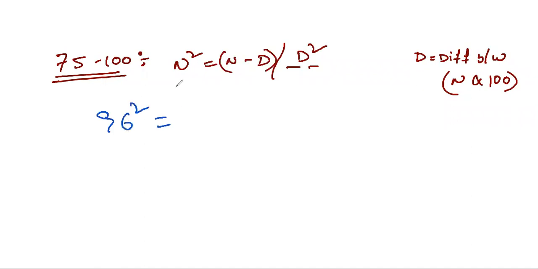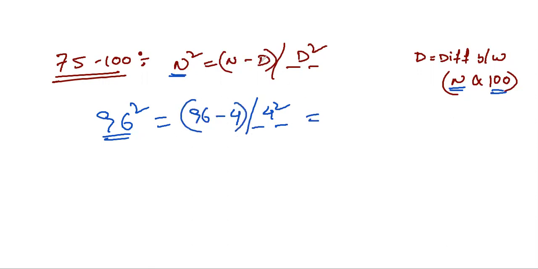96 square is how much? So n value is 96. Here 96 and 100, take the difference. 4. 4 square you have to write as last 2 digits. And 4 is subtracted from 96. Then your answer is very easy here. You are getting two values and you have to append them. So 96 minus 4, 92. And 4 square is 16.